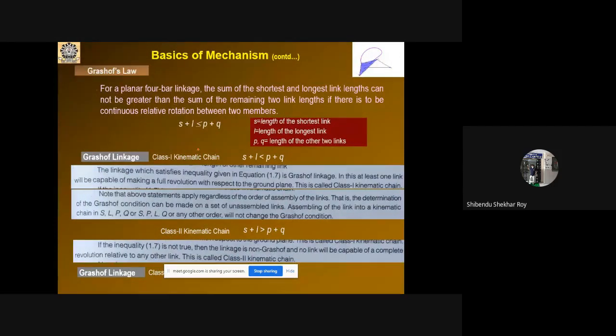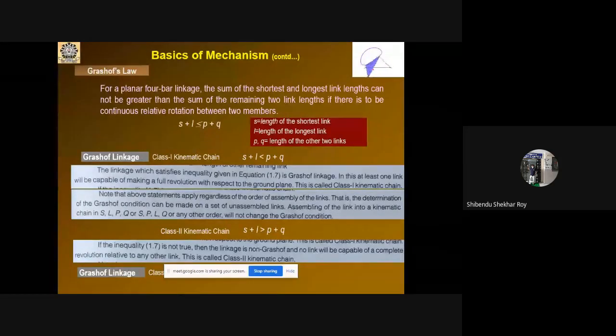So next concept is the Grashof law. This is a very important part, because you have to think practically. It's a very important consideration when you would like to design a mechanism. In that mechanism, one link has to be driven, that means there is an active joint.